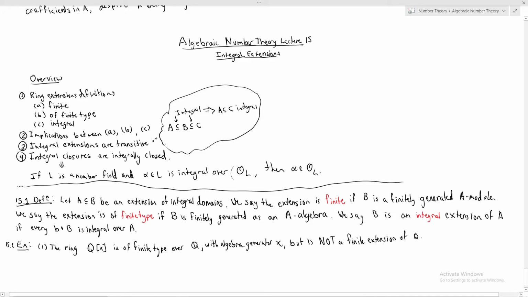How do I know it's not a finite extension of Q? Well, as a vector space over Q, this thing is infinite dimensional. The powers of X are all linearly independent over Q.